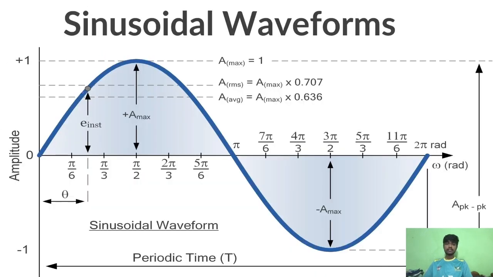So let us consider a sine wave. If we want the value at pi by 6, at this instant we get the value at pi by 6. If we want the value at pi by 3, we get the value at this instant. So in a sine wave from 0 to pi, at every instant of time, it changes its value.